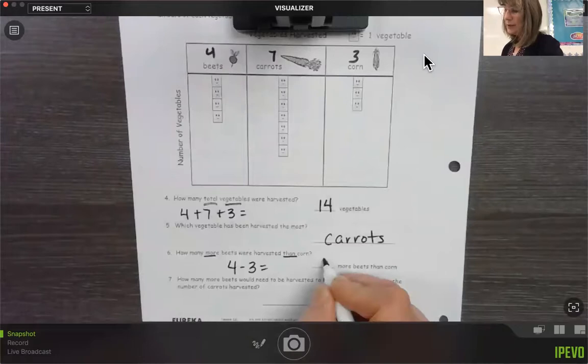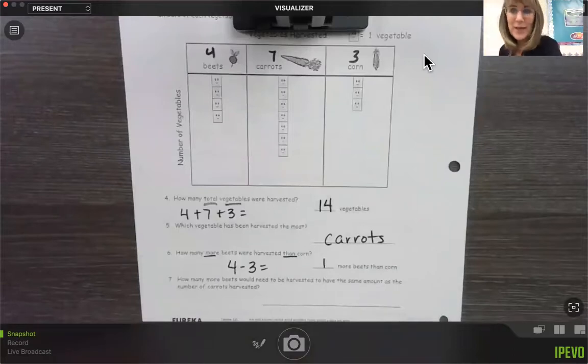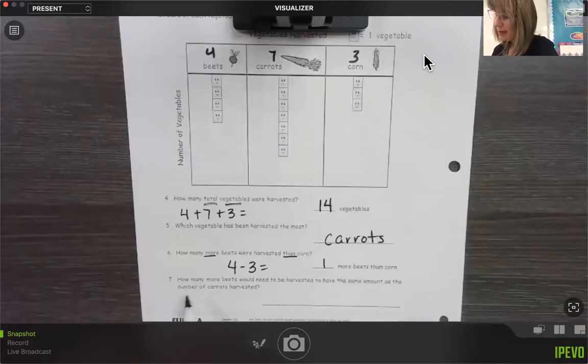How many more beets would need to be harvested to have the same amount as the number of carrots harvested? They're just trying to trick you. Anytime they say more than, or less than, or fewer than, just know, subtract. Take the biggest number and subtract the smaller number. How many more beets would you need to harvest to have the same number as carrots? So it's a more than question. All you have to do is take the carrots and subtract the beets because we're comparing beets to carrots.